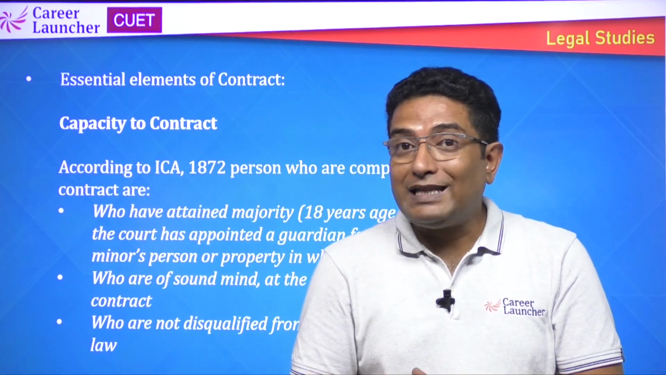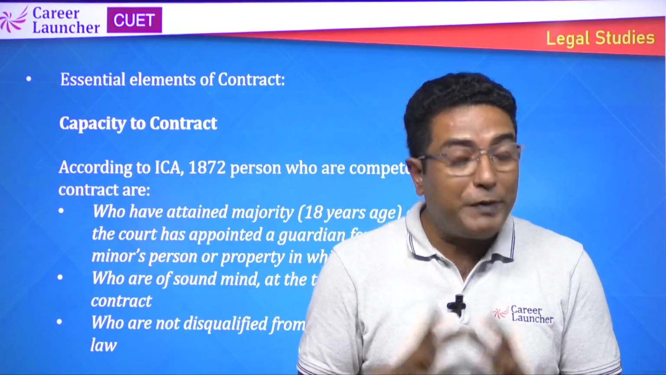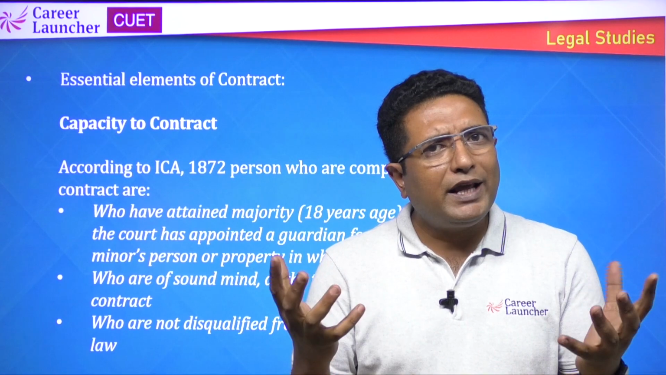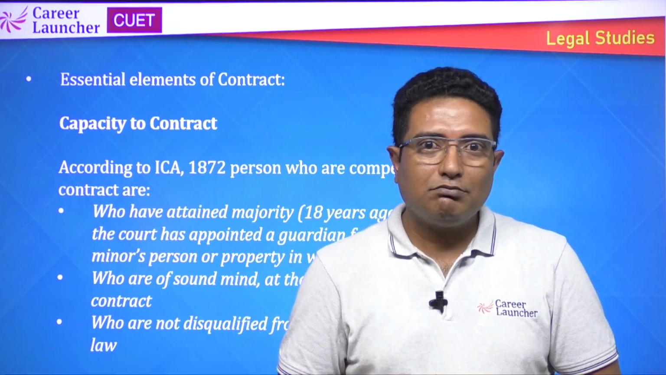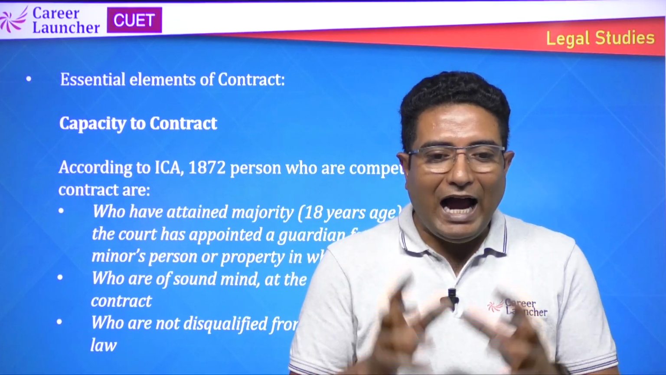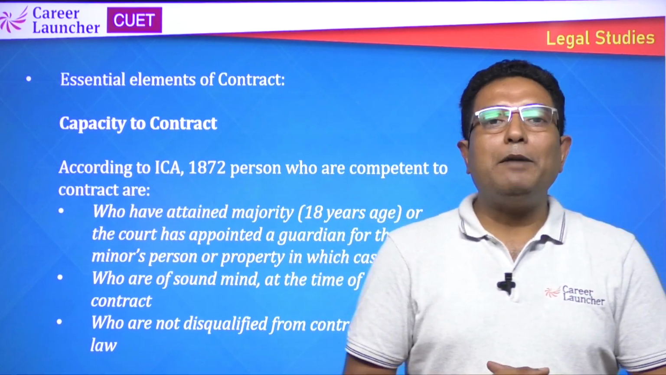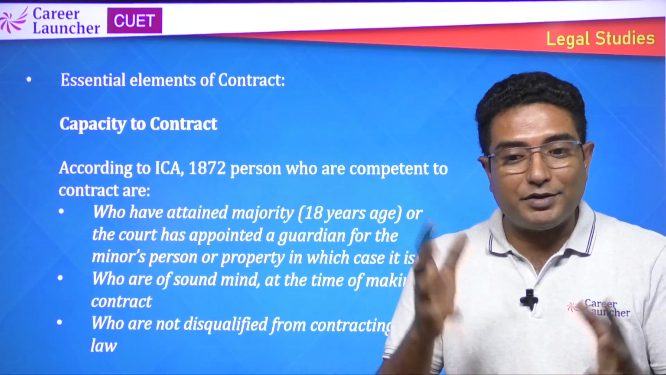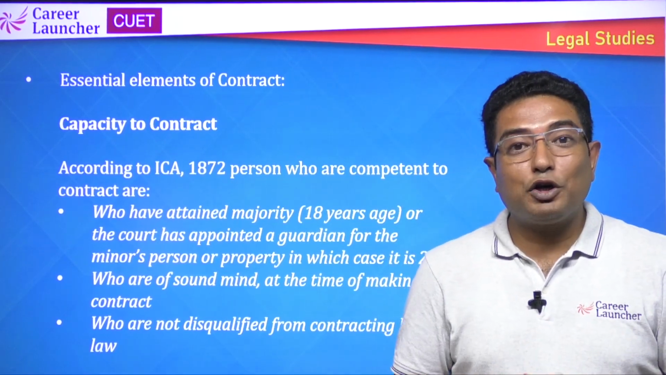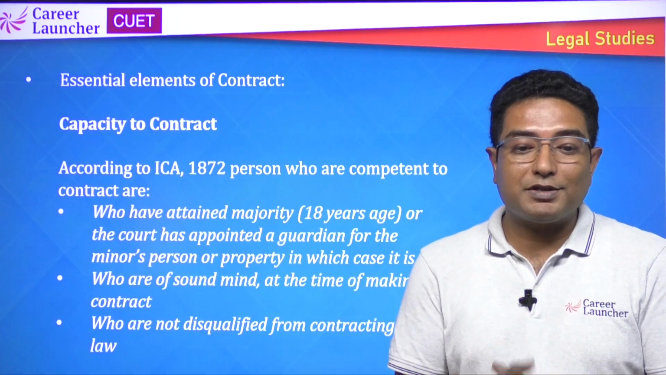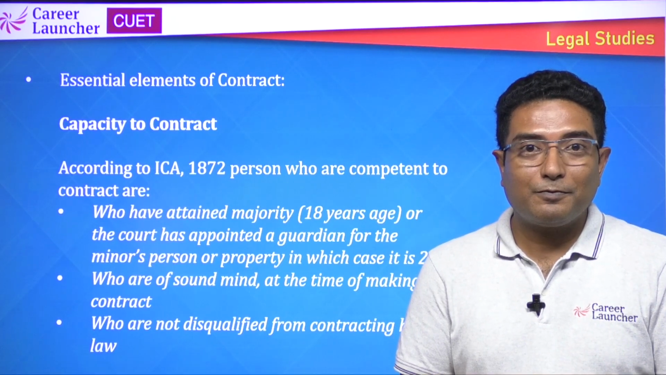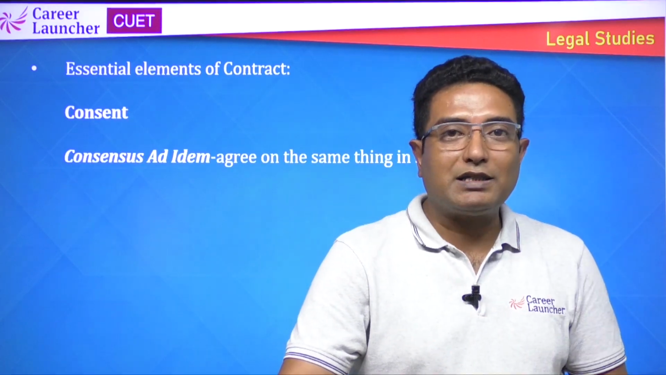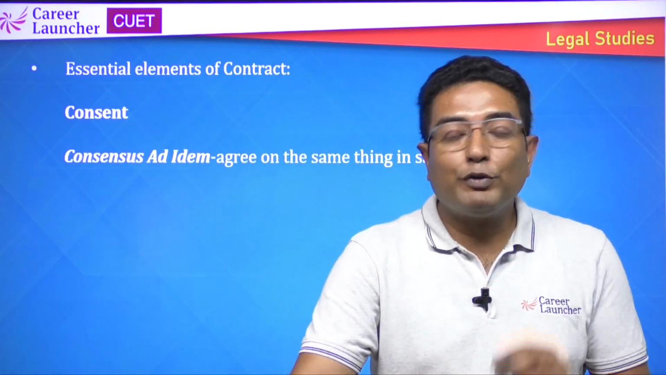Minors who are less than 18 years of age, people of unsound mind, lunatics, idiots, drunkards, and those who are disqualified by law: aliens, foreign sovereigns, barristers, insolvents, convicts, and corporations. Let us move ahead and try to understand the next element. So which is the next element?